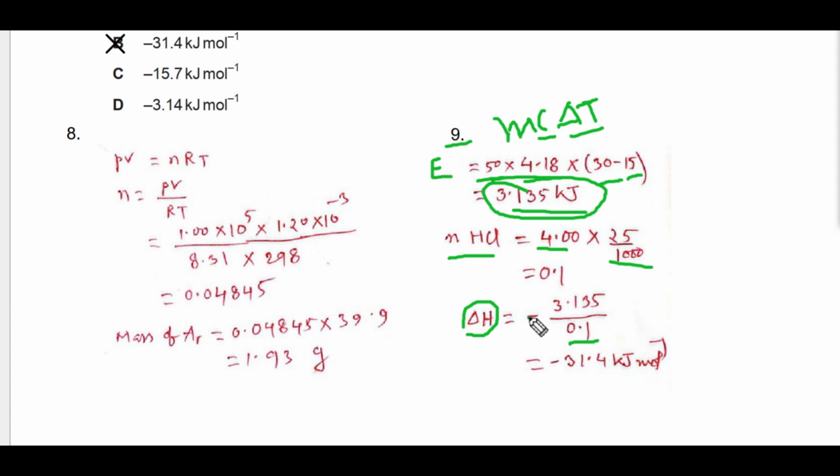Now enthalpy change delta H will be the energy change divided by the number of moles, and this has a negative sign because the temperature is rising, so this reaction is an exothermic reaction. For an exothermic reaction, the delta H value will be negative. This is the answer.